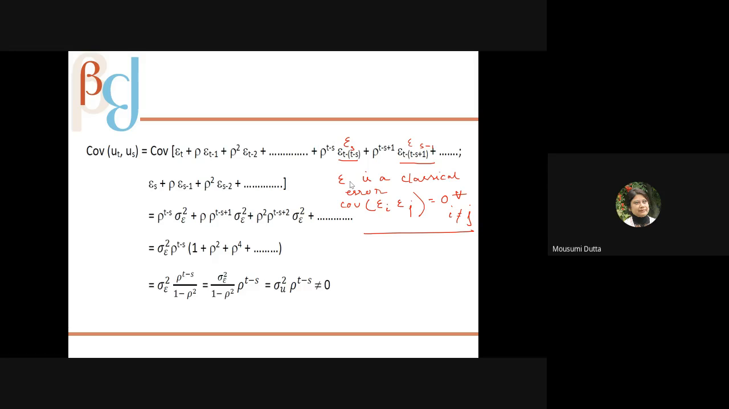Any question, any clarification, any repetition you need? Yes. Could you explain how in that second step, the second term in the sum, how it's rho times rho to the power T minus S plus 1 times sigma epsilon squared? Yes. We are taking covariance between rho to the power T minus S epsilon S and rho epsilon S minus 1. Sorry, I'm taking the correlation between this one you are asking for, I think. Right? Yes, ma'am. So I am considering this term and this term.